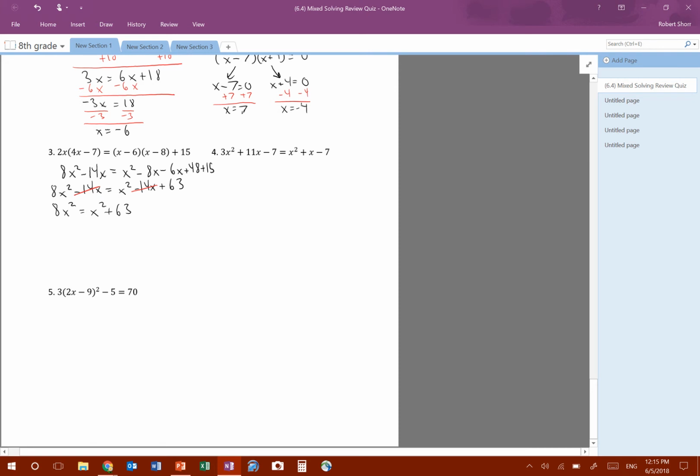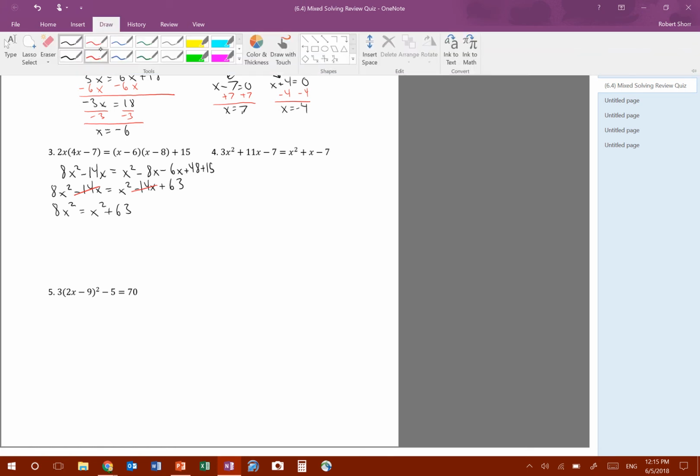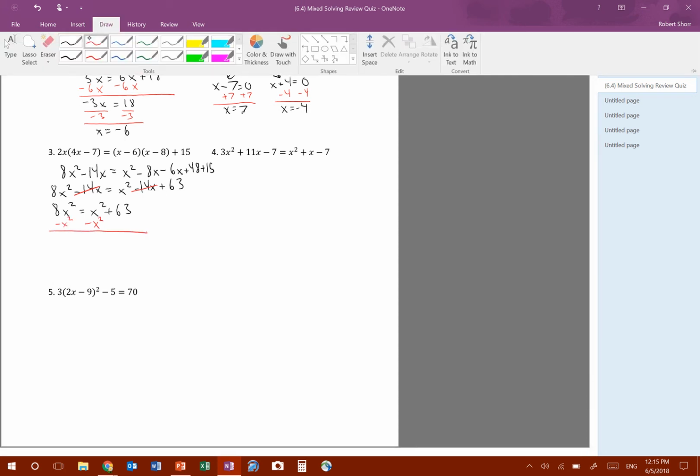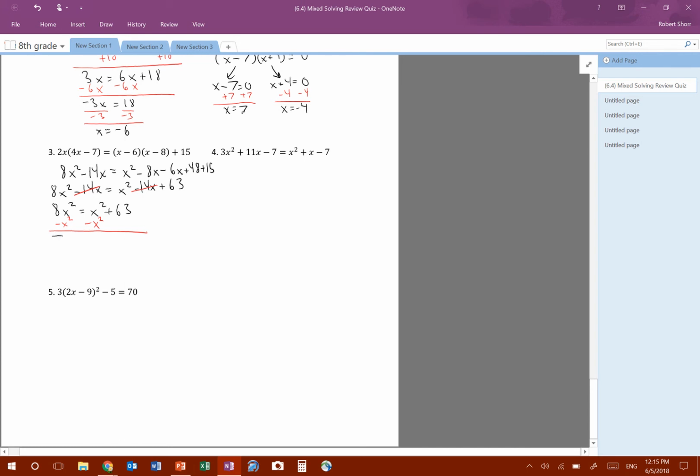One of the tricks we talked about, one of the things you can notice is, when you have an x squared and no x, which is exactly what's happening in this problem, we want to solve by square rooting each side eventually. So what that requires us to do is subtract x squared from each side and get 7x squared equals 63.